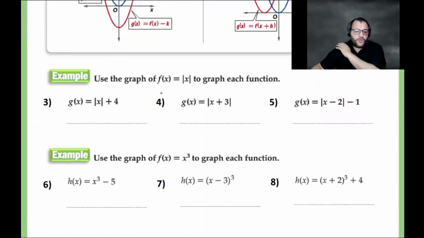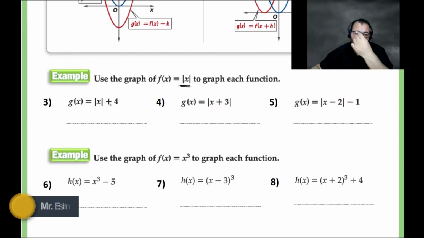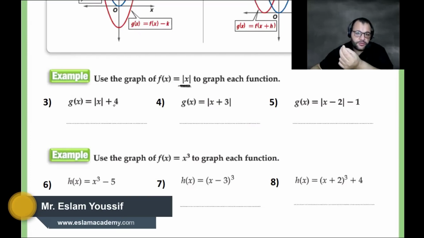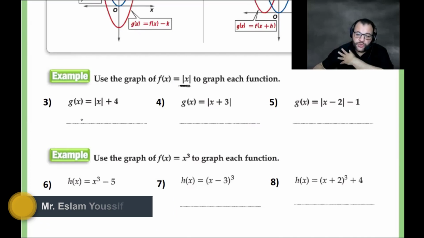Now we have the parent function f of x equals the absolute value of x. We need to find what is the type of the transformation that we have. For the first one, is that inside the absolute value or outside? What is the type of the transformation on the y-axis? Translation. Why do we know that it is translation?